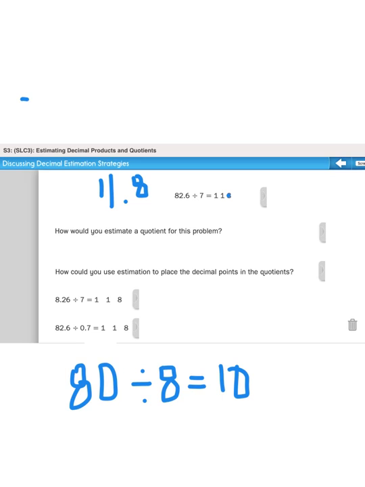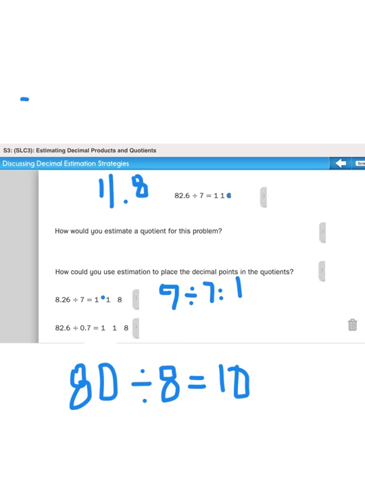What if the problem was 8 and 26 hundredths divided by 7? How could you use that estimate to place the decimal in 118? Well, you could round 8.26 to 7, and then 7 divided by 7 equals 1. So if I know that, then I'm going to put my decimal point right here, right after the first one, so that my answer is 1.18.